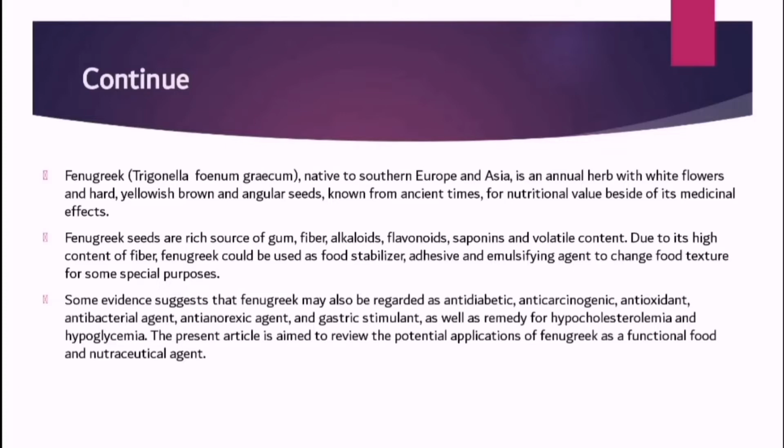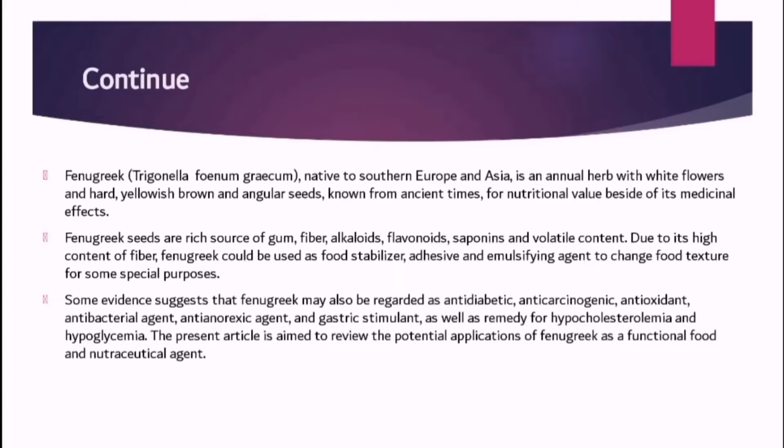Fenugreek, native to southern Europe and Asia, is an annual herb with white flowers and hard, yellowish-brown, angular seeds, known from ancient times for its nutritional value besides its medical effect. Fenugreek seeds are a rich source of gum, fiber, alkaloids, flavonoids, potassium, and volatile content. Due to its high fiber content, fenugreek could be used as a food stabilizer, adhesive, and emulsifying agent to change food texture for some special purposes.